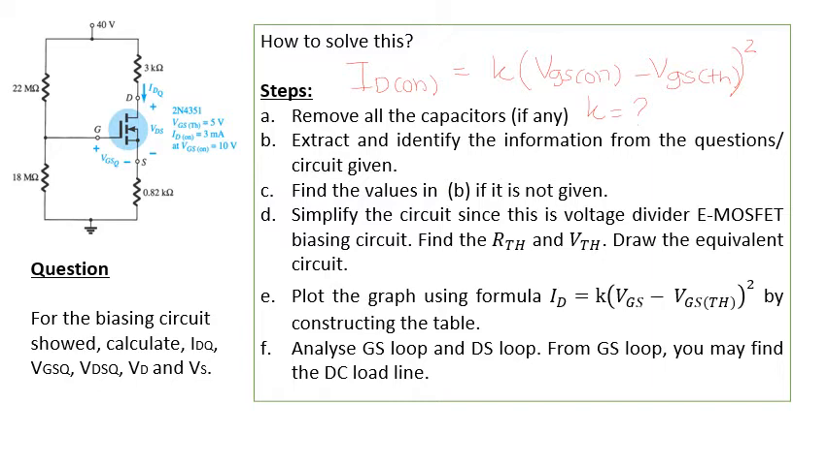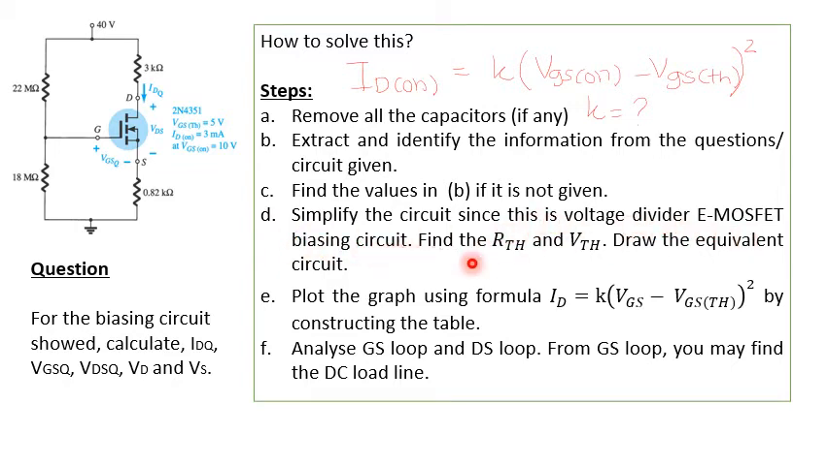Alright, so next, find the values if they are not given. As I mentioned, the value of the K, the value of the VGS and so on. But most of the time, the most important parameter that we want to determine is the K value. If the K value is given or if you can calculate it, it is easier for you to proceed with the solution. It is very simple.